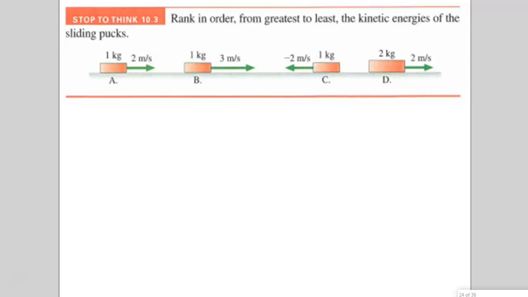Let's look at a couple questions. Rank in order from greatest to least the kinetic energies of the sliding pucks. So you have 4 different pucks, different masses, different speeds. To find the kinetic energies, we can use 1/2 mv squared. If we do that for each of the pucks, we'll get 2, 4.5, 2, and 4.